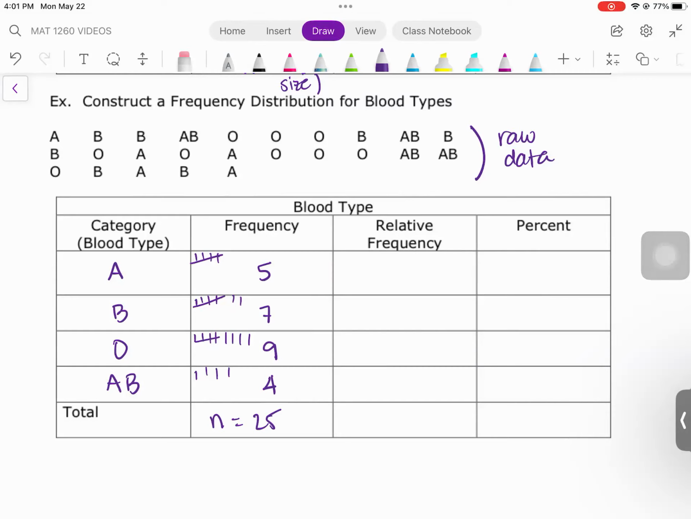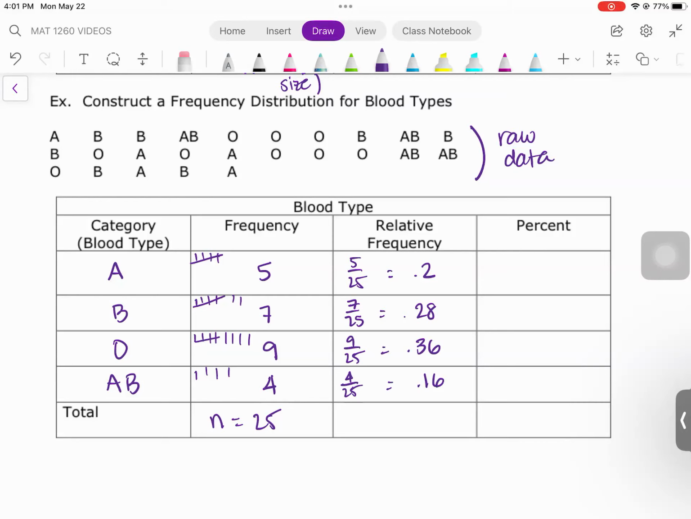So for our relative frequencies, again, we're going to take our class frequency divided by the total. So in this first class, it's 5/25 or 0.2. For the next one, it's 7 divided by 25 or 0.28. 9/25, 0.36. And 4/25, which is 0.16.